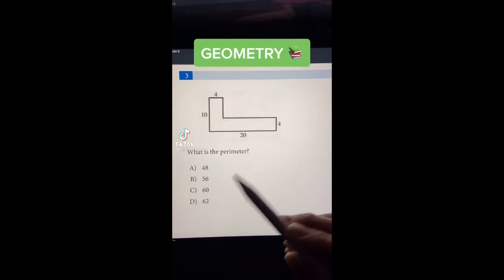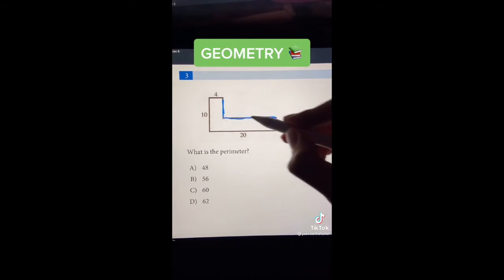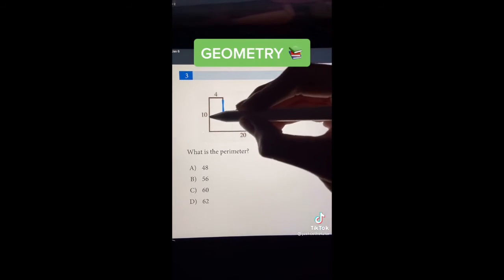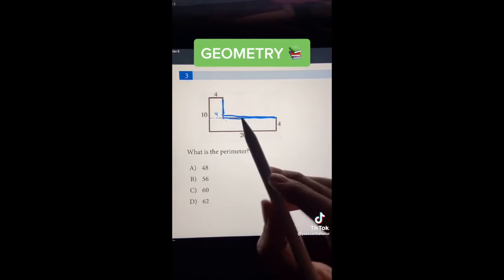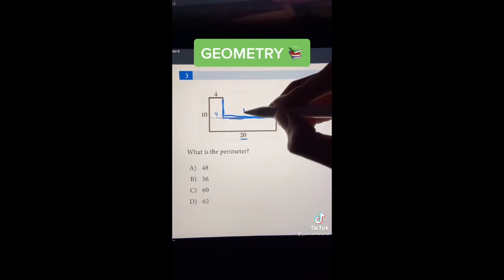What is the perimeter? So this problem looks pretty easy, but if you look closely, they don't give us this side length or this side length, which means that we're gonna have to find it. So since this side length here is 4, that means that this piece right here is also 4, which means that this line right here is just 20 minus 4, which is 16.